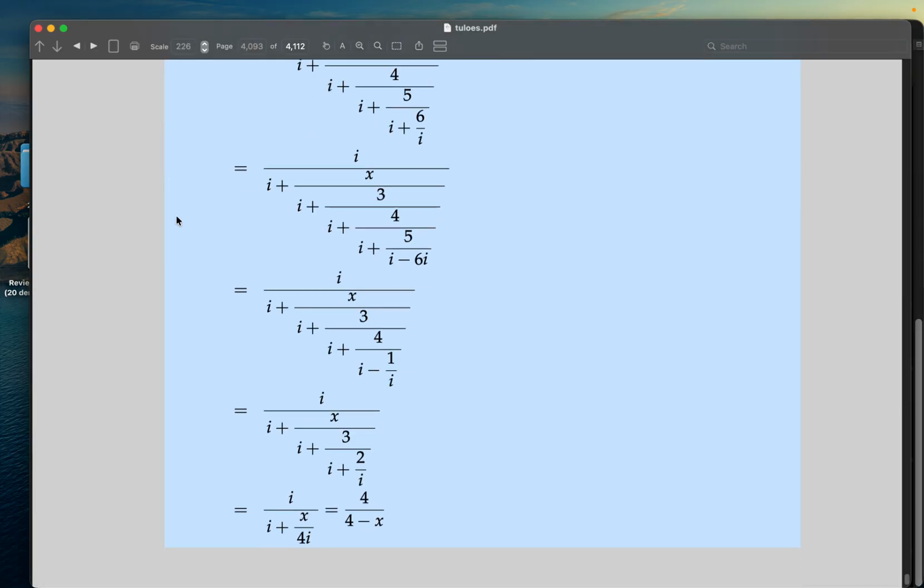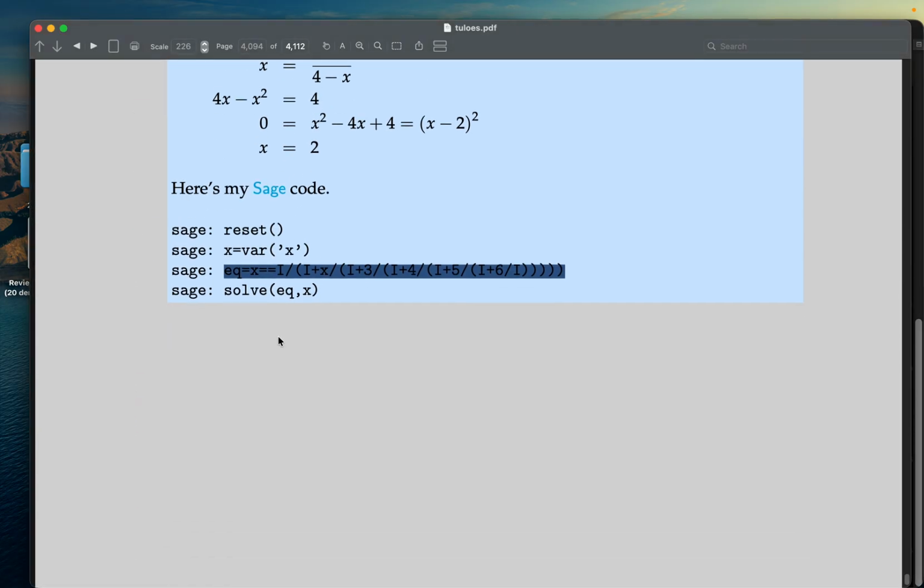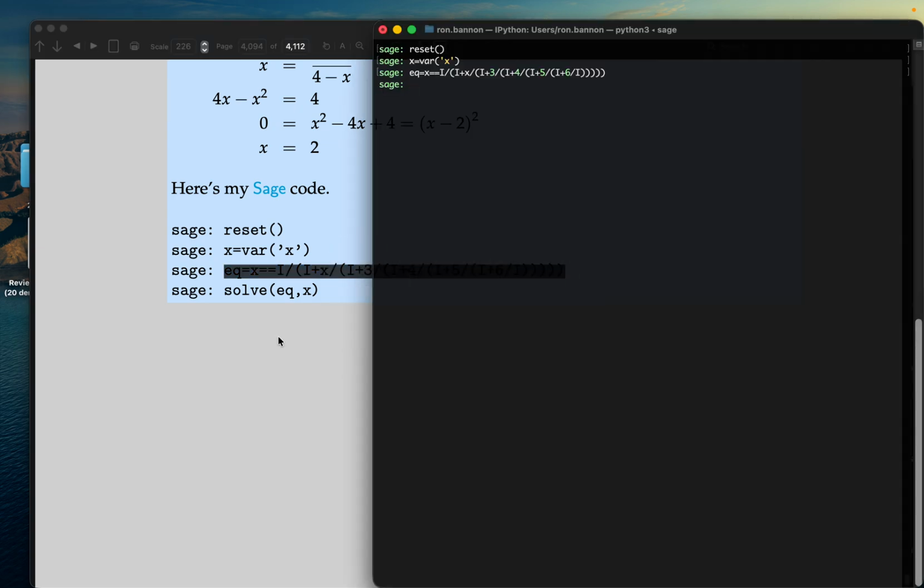Let me go back to my code. And what I'm going to do is solve the equation for x. All right, so solve the equation for x. What does it say? X equals 2, as we concluded.